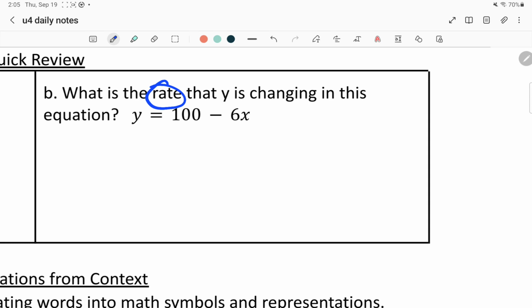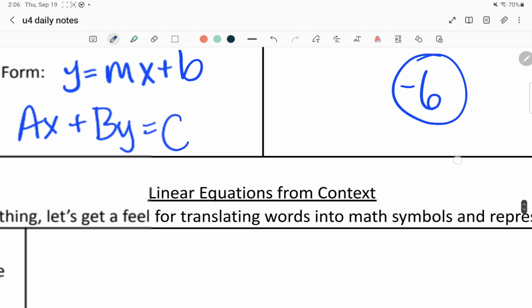This question is asking us about the rate. What is another word for rate? Slope. So take a look in here. What is the slope of this equation? It's always going to be the number attached to the x. And whatever sign goes with that number stays. So -6 is going to be my rate.